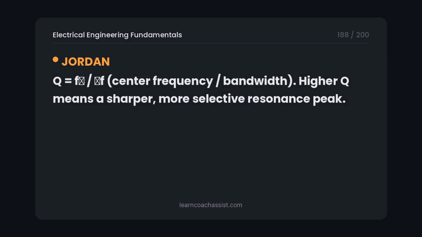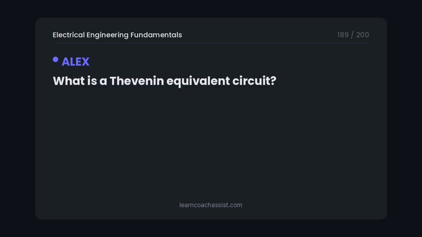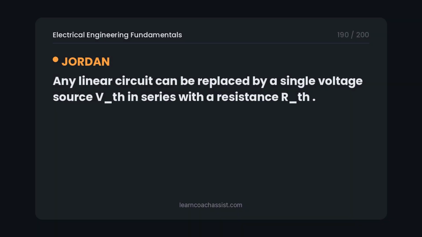What is the quality factor, Q, of a resonant circuit? Q equals f0/delta f, center frequency over bandwidth. Higher Q means a sharper, more selective resonance peak. What is a Thevenin equivalent circuit? Any linear circuit can be replaced by a single voltage source V_Th in series with a resistance R_Th.